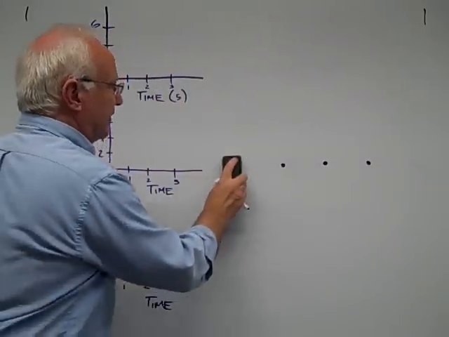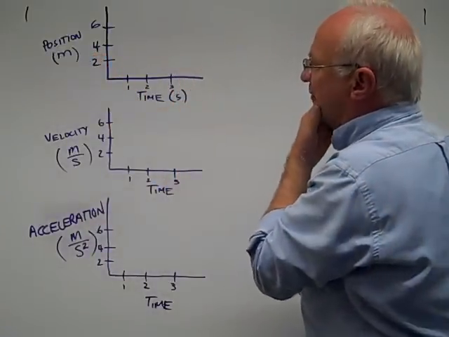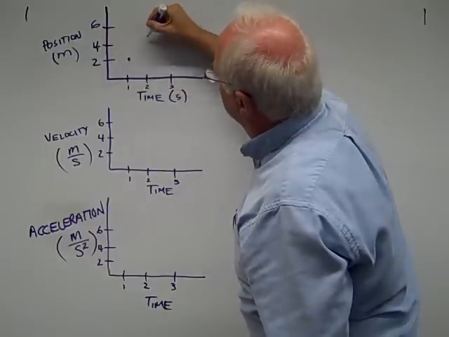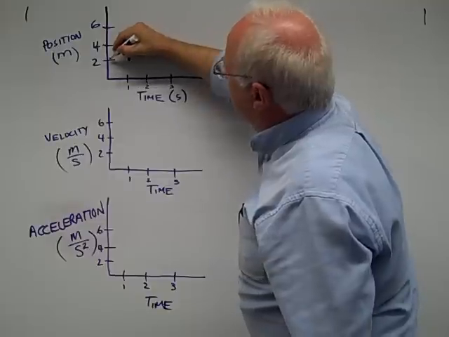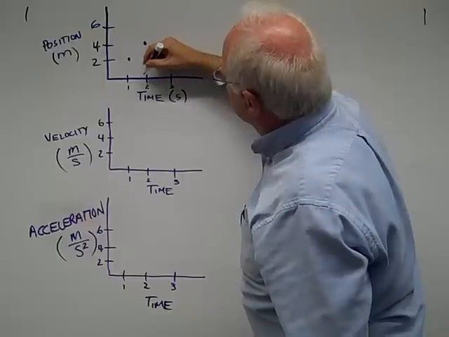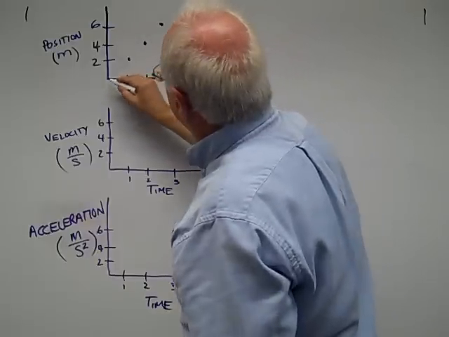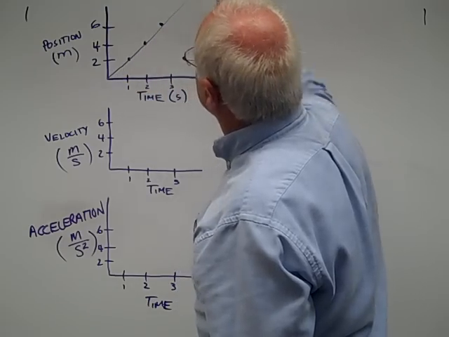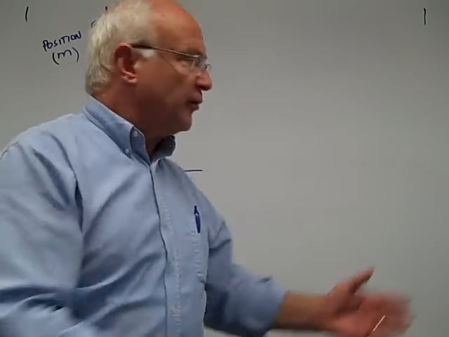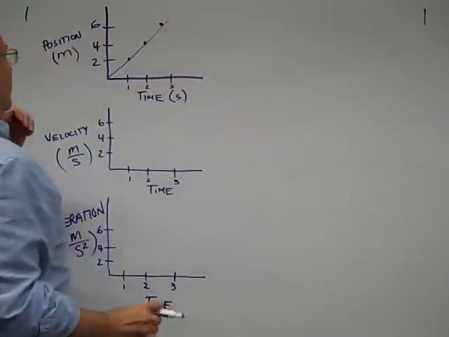If I wanted to represent that on a position versus time graph, I get this. At 1 second, I'm at 2 meters. At 2 seconds, I'm at 4 meters. At 3 seconds, I'm at 6 meters. And this upward slant does not represent the direction of motion. Remember, I moved across the room. However, it does represent the velocity of that motion.